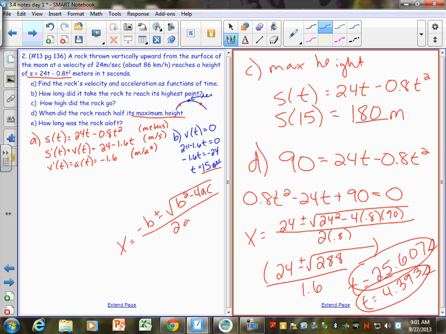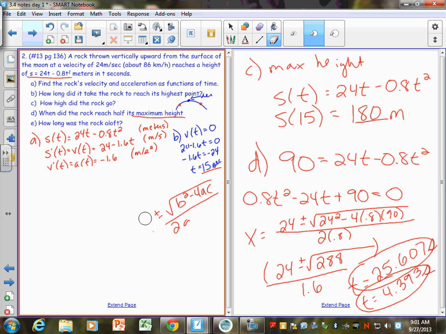Almost done with this one. How about part E? The thing is, doing this should help you on your homework today, because you're going to see the same types of questions. So if you get stuck on what to do, I'm hoping that you'll be able to go back and look at this. I'm going to come over here for part E. How long was the rock aloft?